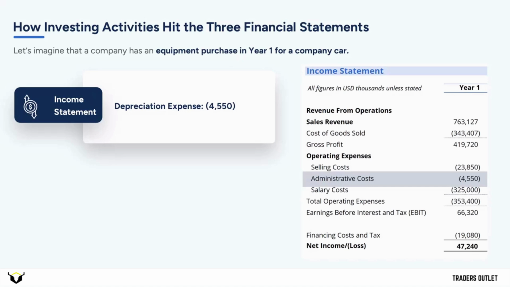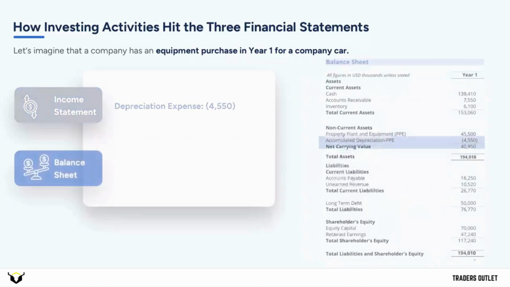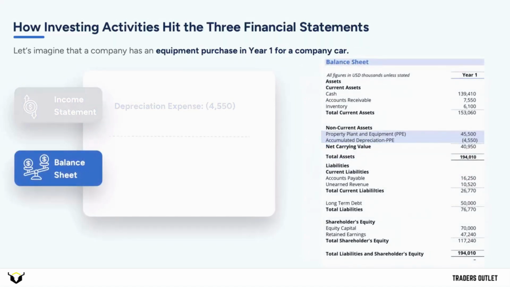Now let's look at what's happening on the balance sheet. On the balance sheet, we're going to first see the purchase, or the CapEx, first recorded as the cost of the asset under property, plant, and equipment, or PP&E. That will be $45,500, but we will also record accumulated depreciation as a contra asset account also on the balance sheet. So the equipment then has a net book value at the end of year one of $40,950, taking off one year's depreciation.